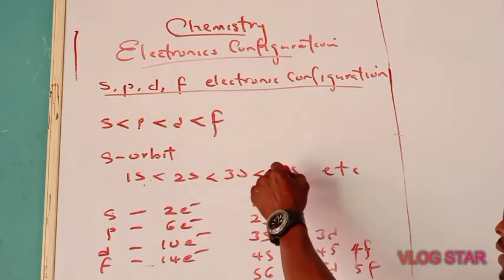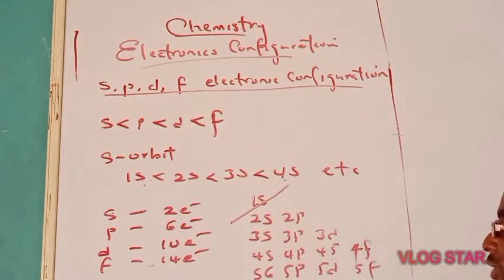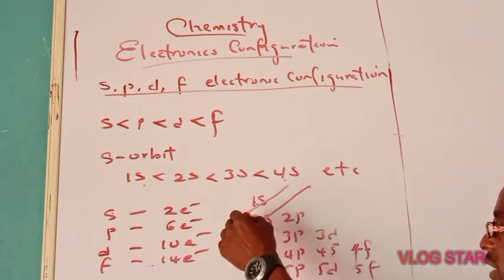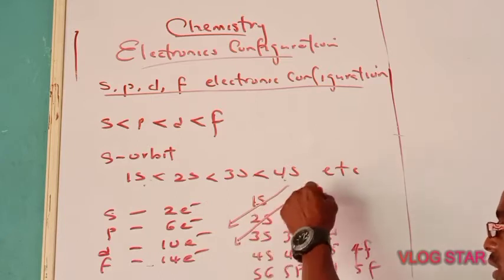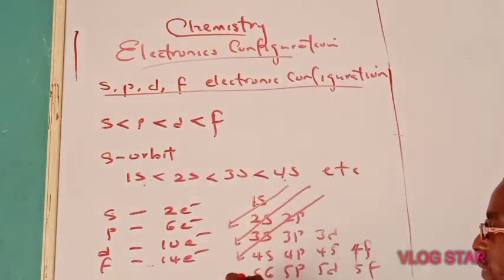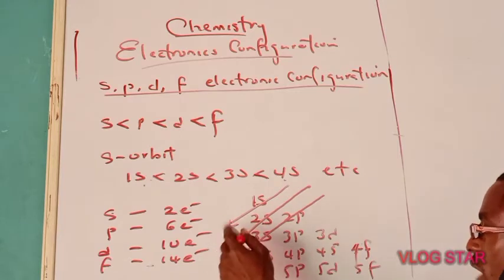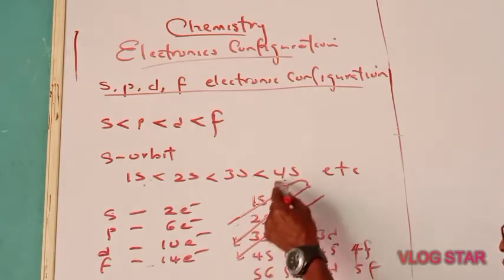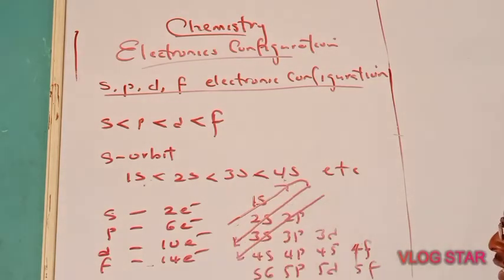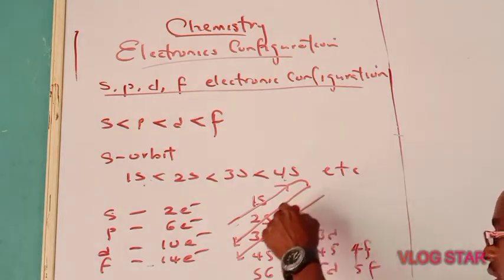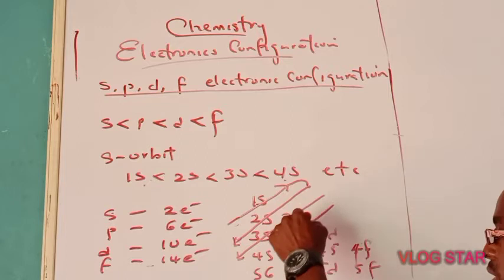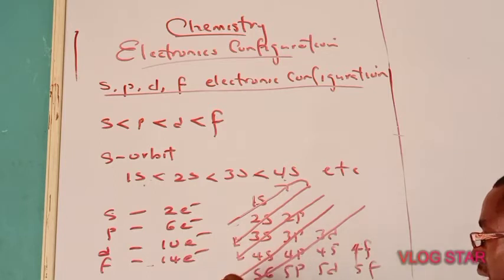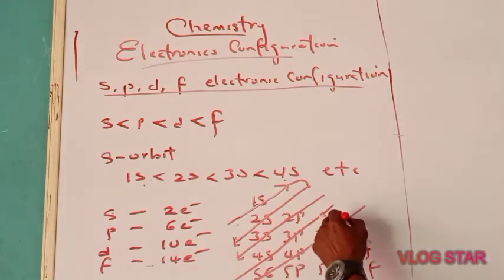And they said you go this way. After 1s is 2s. After 2s is 2p, 3s. So what I will do is put the arrows like this and join them. So I went from 1s to 2s. From 2s I went to 2p, 3s, 3p. After 3p, 4s, then 3d. And this is how it goes.